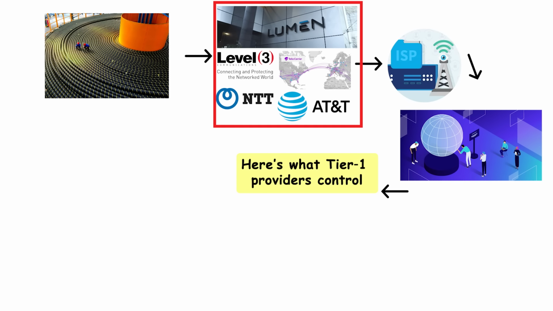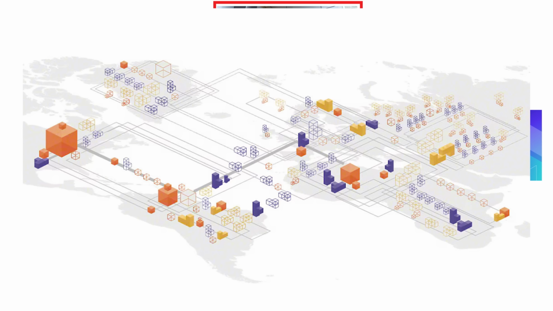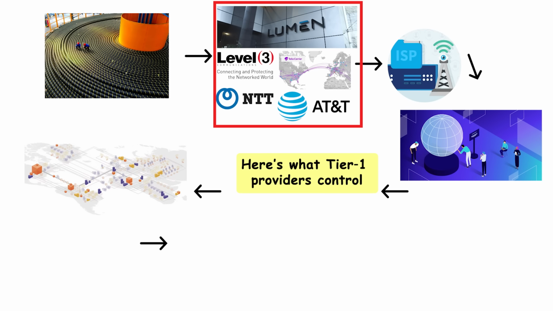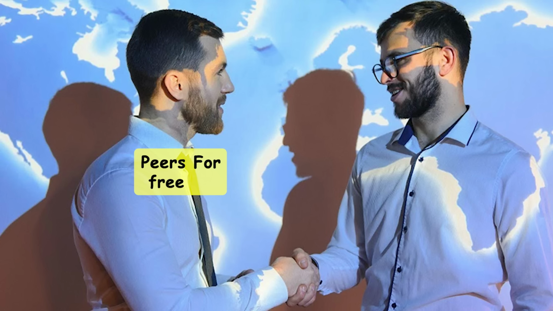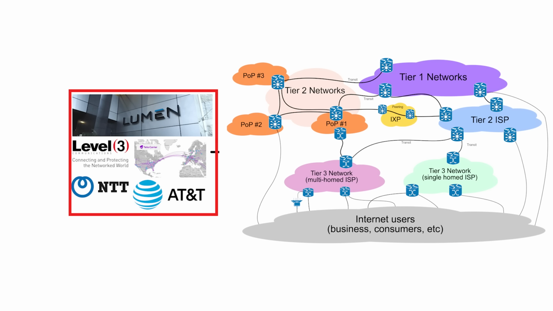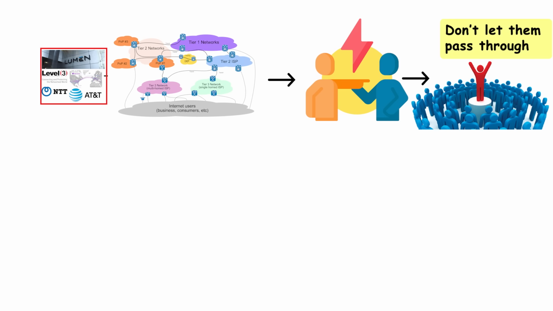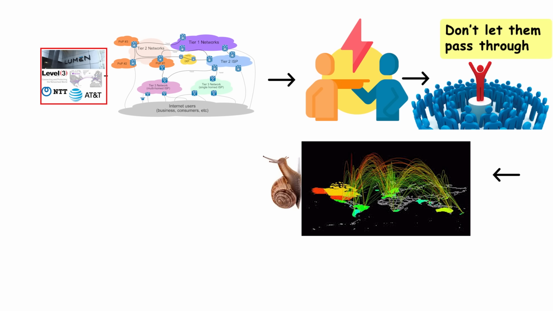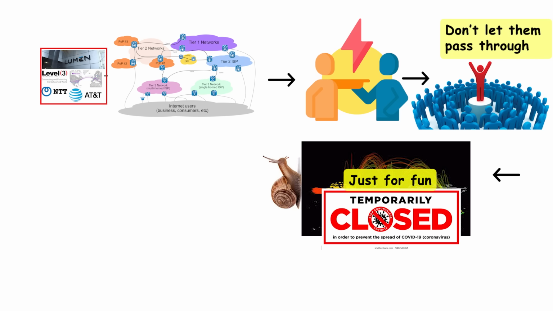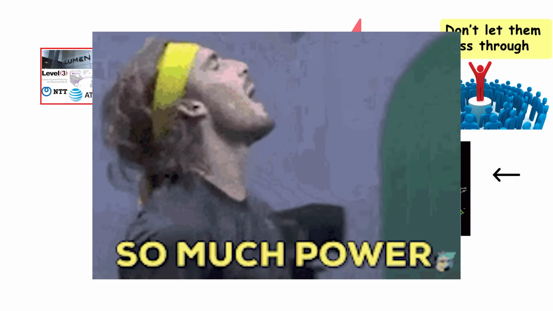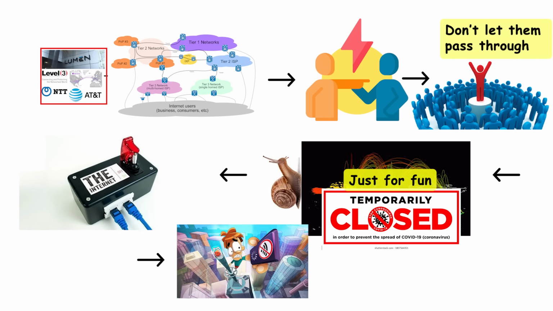Here's what Tier 1 providers control: the physical routes your data can take over long distances, how they interconnect with other large networks, and commercial agreements about who peers for free and who pays for transit. If a Tier 1 provider has a dispute with another big network and cuts off peering, traffic between their customers can get slower or even temporarily break until routes are adjusted. That's real power. They can't turn off the internet, but they can make big parts of it work badly for certain paths. However, even they don't control everything.